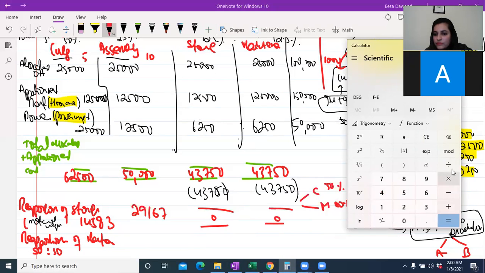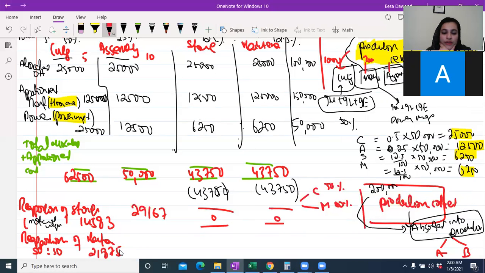43750 divided by 2. So 21875, 21875, 21875. So this cost has been nil, and now this also has been charged to production. Okay, I didn't do the totals here. What was the total allocated and apportioned cost?